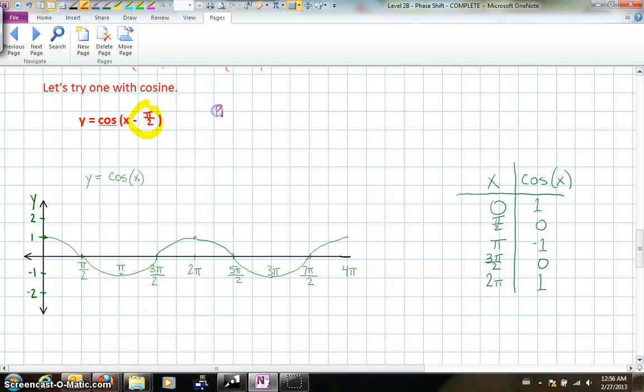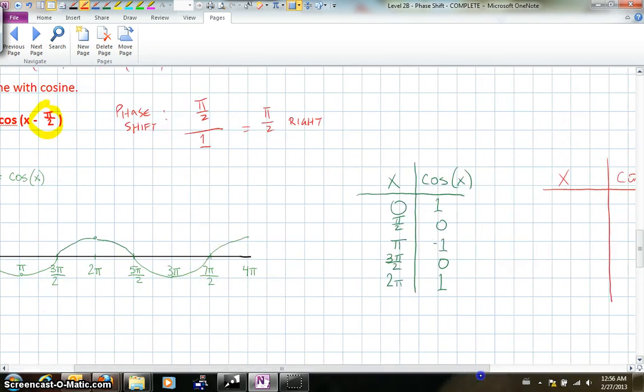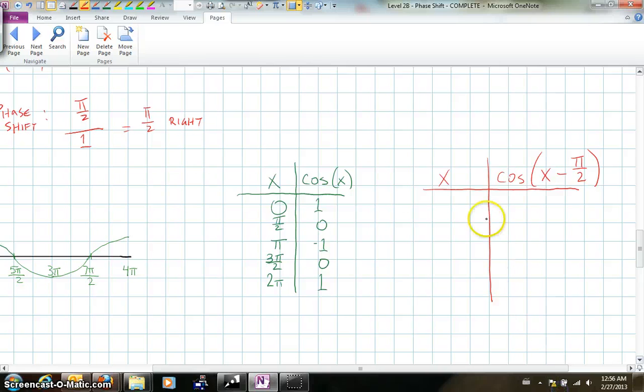And as far as how far it goes, phase shift, don't forget, is that number we're subtracting, pi over 2, divided by the coefficient of x, which again in this case is 1, so we have a phase shift of pi over 2 to the right. So here's our basic cosine graph. Our y's will not be affected again. We had no change that would affect any of our y's, so we're going to focus only on our x's.